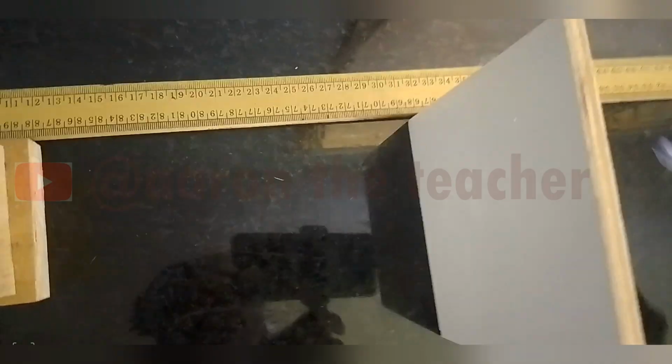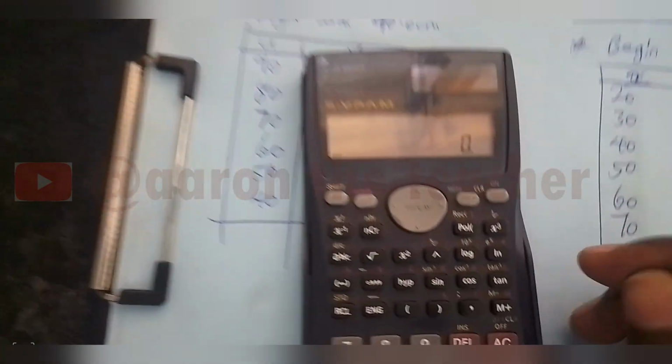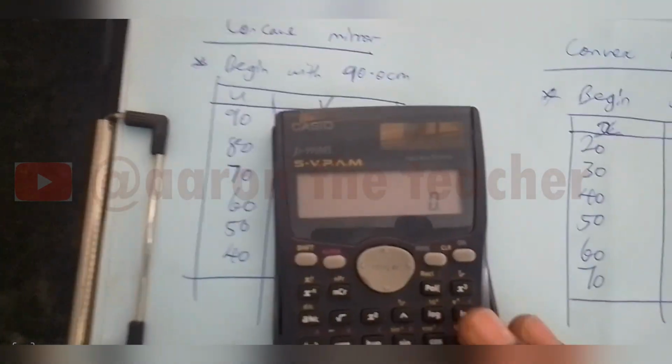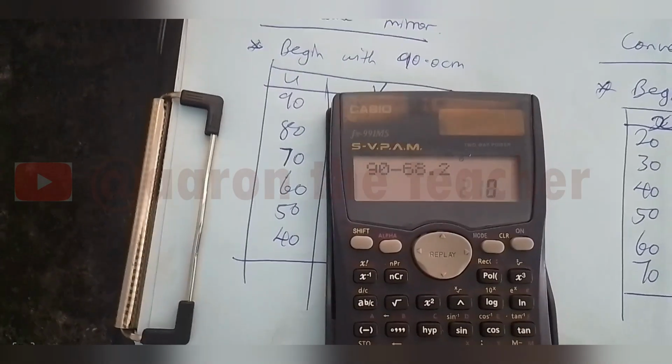My screen is at 68.2, meaning I'm going to get 90 minus 68.2 to get the distance from here to there, and that is the U. If you put it into the calculator, 90 minus 68.2, you end up getting 21.8. So I record it: 21.8.